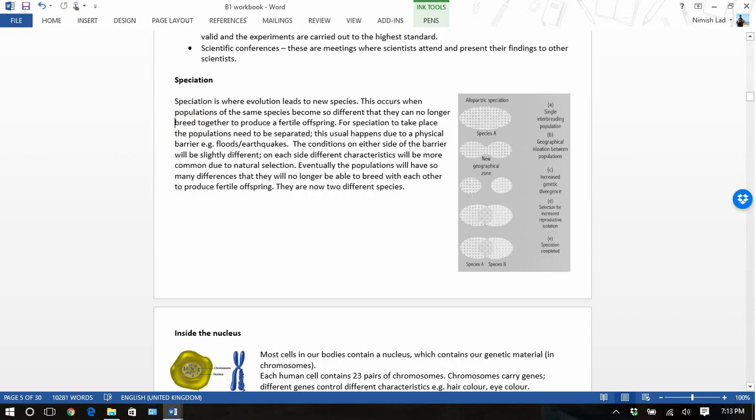So this has happened because those two organisms or species have been separated over time by, like, an earthquake or a flood or a volcano. Over time, the conditions on either side of this barrier will be a bit different, and therefore they won't be able to reproduce anymore. Eventually the populations will have so many differences they can't breed with each other to produce fertile offspring. So now you end up with two different species. Species A splits into species A and species B, their characteristics go off in different directions, and they can no longer reproduce.